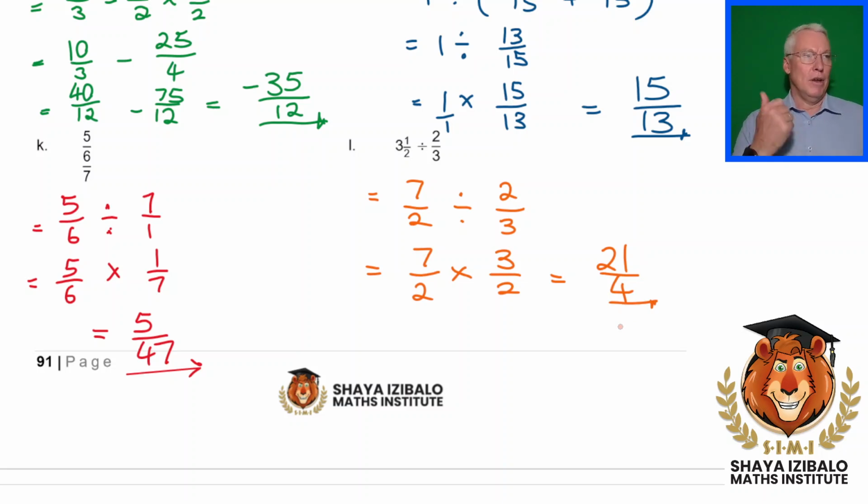Okay, so now we hope that you're becoming more comfortable with fractions. We hope that you know how to add them, subtract them, multiply them, and divide them. Fractions can be your very, very best friends.